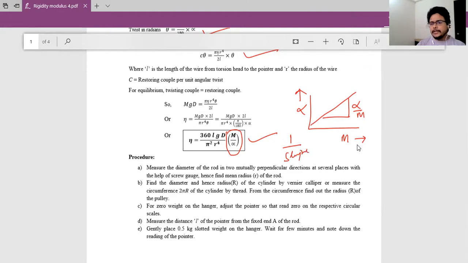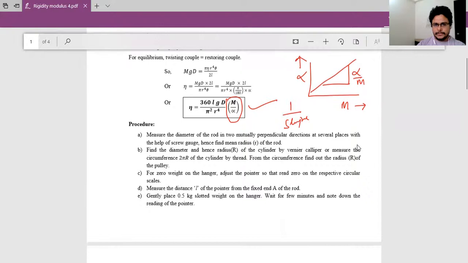For an IA or extended essay, if you are doing this, what you can do is do it for different substances, plot it, and take the reciprocal of the gradient to find out the eta value for different materials. That way we can do it.